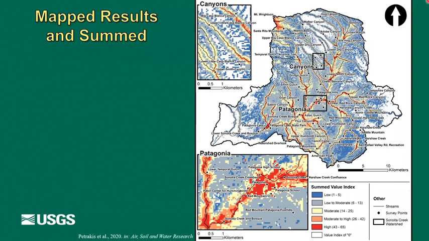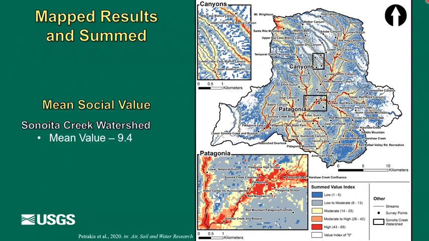So what we ultimately wanted to do was quantify the overall social value and see if riparian areas were truly more valued than areas within the watershed. So what we did is we summed the value index for all 12 social values, for all areas, for all pixels and locations within the watershed, and divided them into 5 main classes decided by natural breaks between low and high value. And we took the mean value, and the mean value within the watershed is 9.4. So this would sit within this low to moderate range of social value.